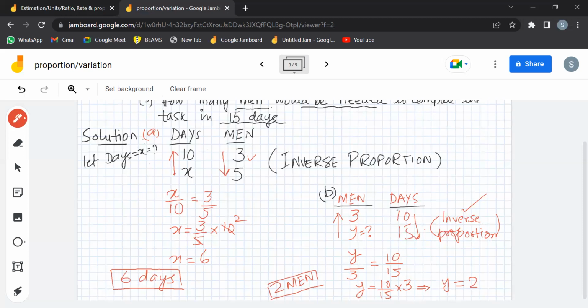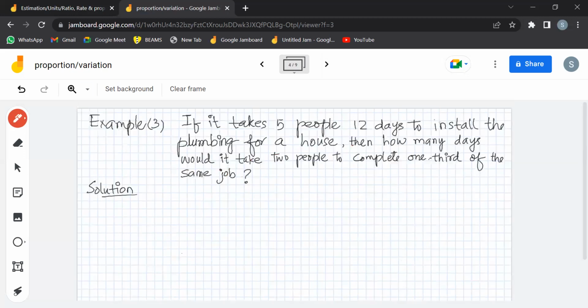Well, the next question is, there are three categories. If it takes 5 people 12 days to install plumbing for a house, then in how many days would it take 2 people to complete 1/3 of the same job? So 1/3 of the plumbing work. There are three categories. So how many days? Better write days first. Days here, then people, then the job.